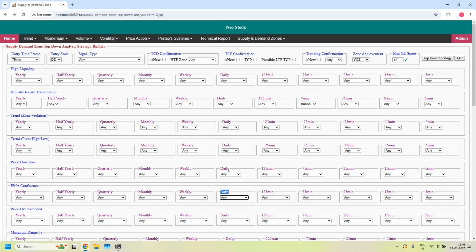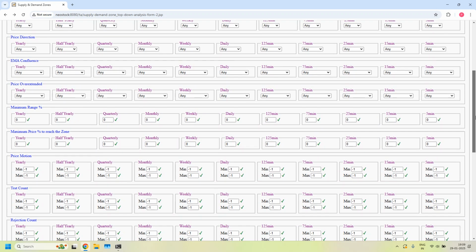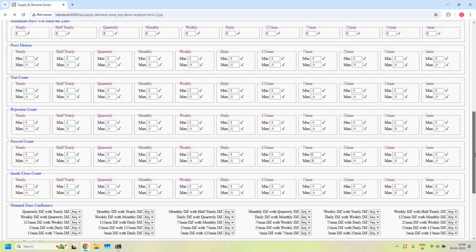I am removing this ITF specific EMA filter. So in the demand zone confluence, we should set 3 filters. First filter is already enabled. That is 75 with daily, that is LTF, ITF filter. We already set in the previous report.